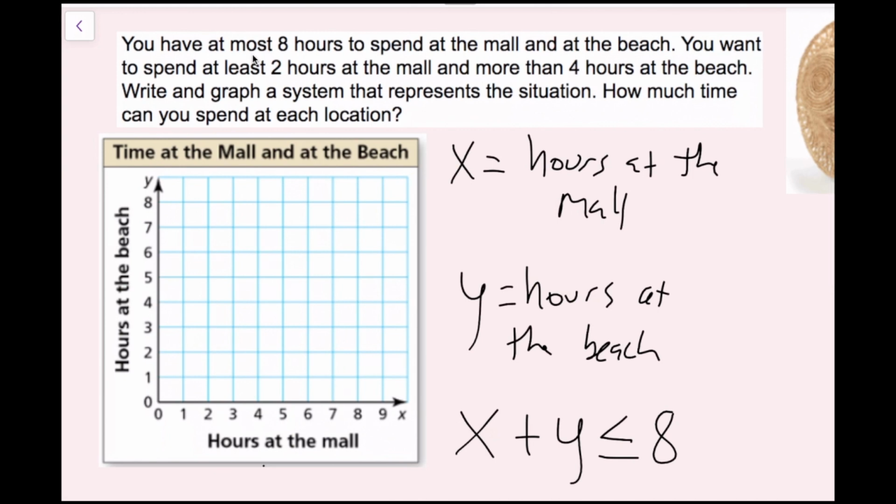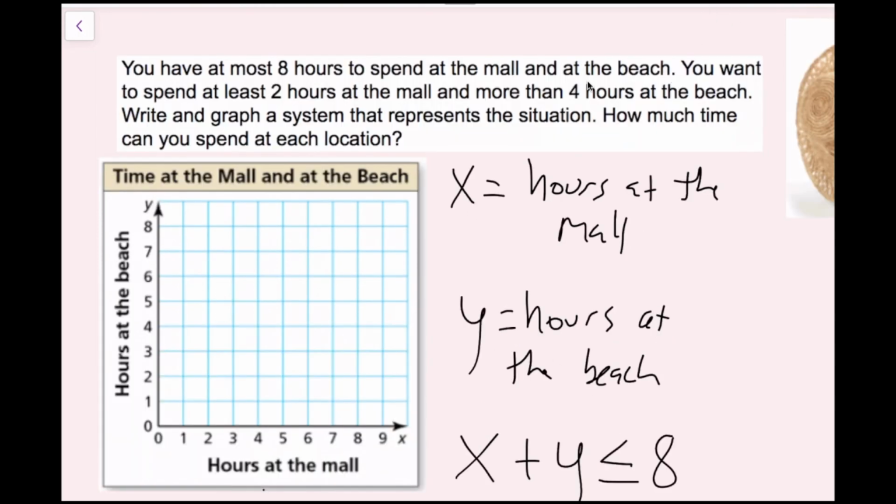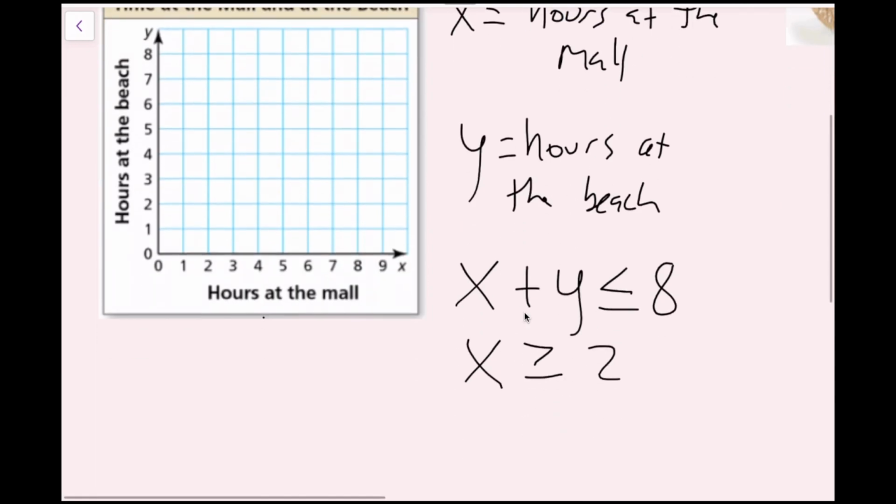And it says we want to spend at least 2 hours at the mall and more than 4 hours at the beach. Well, if I look at the mall, that means I want my hours at the mall, x, I'll write that below here, to be greater than or equal to 2. So x is greater than or equal to 2 means that I want to spend at least 2 hours at the mall. I also want to spend more than 4 hours at the beach. Well, the beach is y, so I want my y value to be greater than 4, because it's more than. It's not at least 4, it's more than 4.